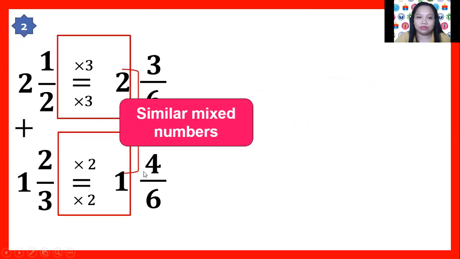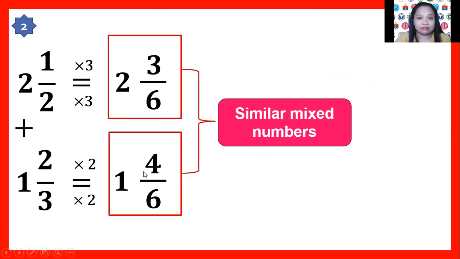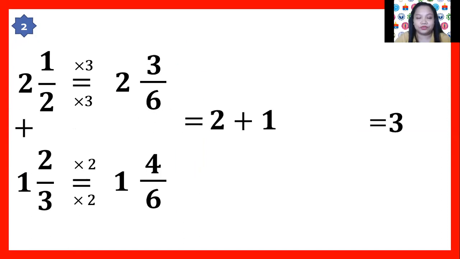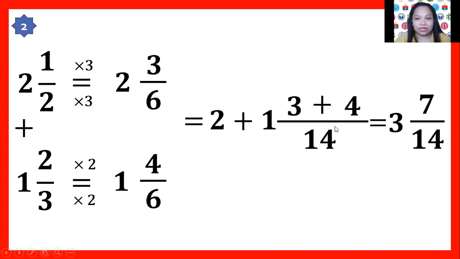Now that we have similar fractions or similar mixed numbers, we can now proceed to the next step. That is, we are going to add the whole part. So 2 plus 1, that is equal to 3. Then we need to add the numerators. So 3 plus 4, that's equal to 7. And we copy the denominator.